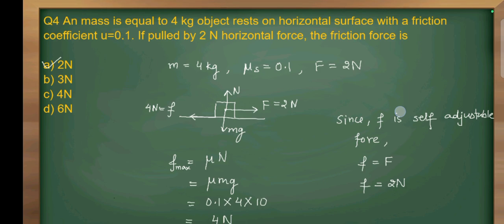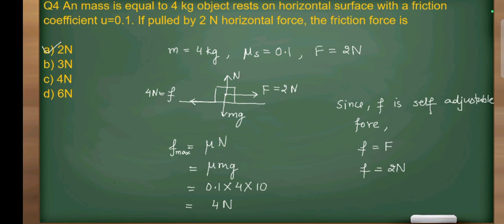Question number 4. An object of mass m equal to 4 kg rests on a horizontal surface with friction coefficient mu equal to 0.1. If pulled by a 2 Newton horizontal force, the friction force is. Here the object of 4 kg mass is at rest on the ground. So the forces that act on this mass will be the normal reaction and the gravitational force, that is mg, and we are applying a force of 2 Newton.